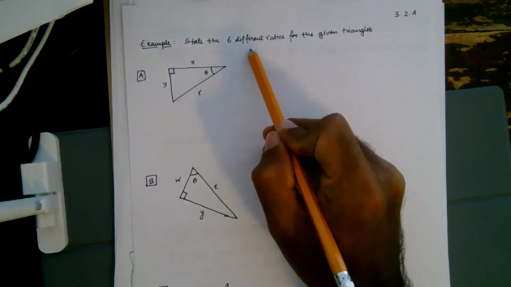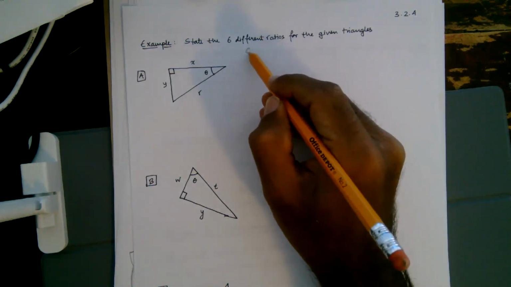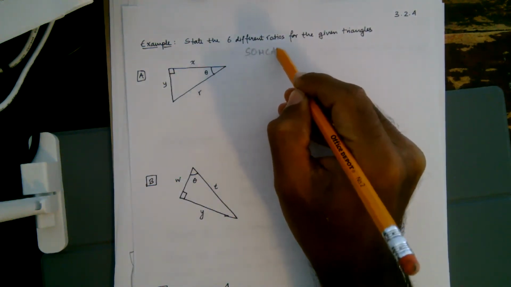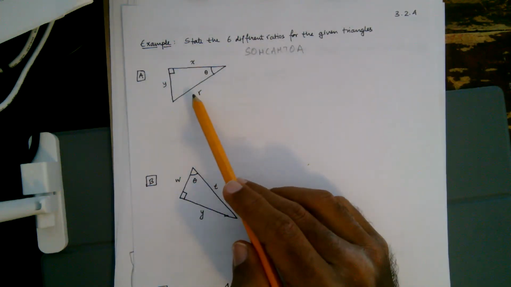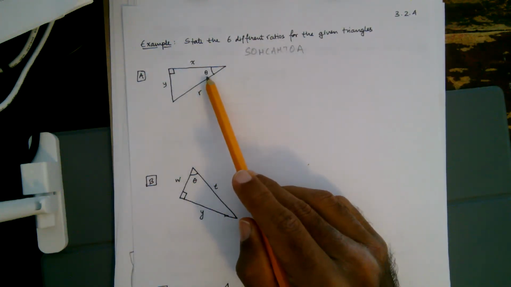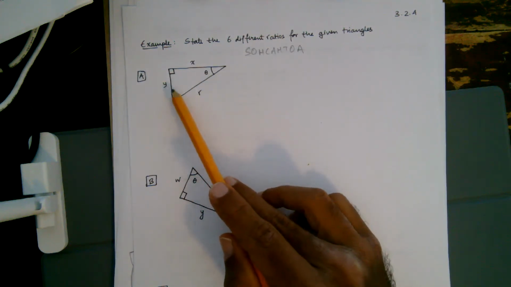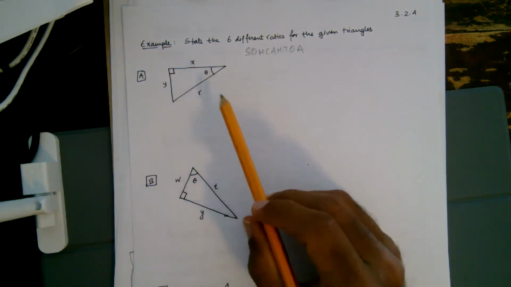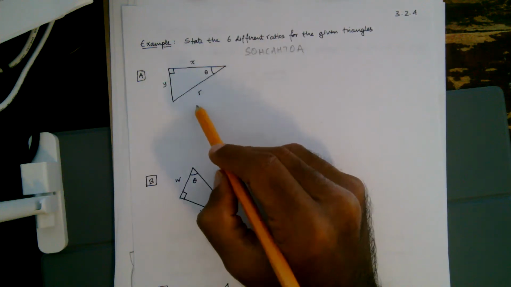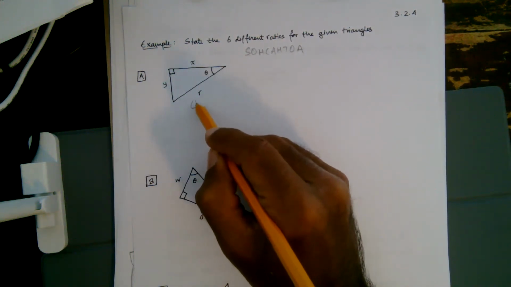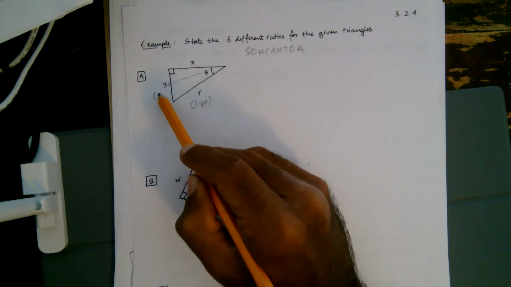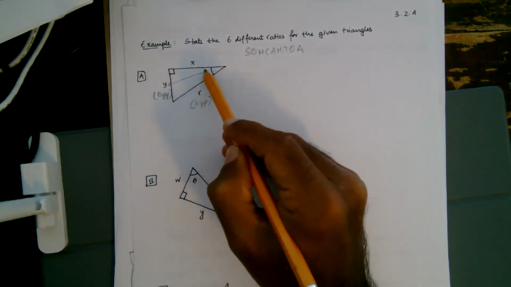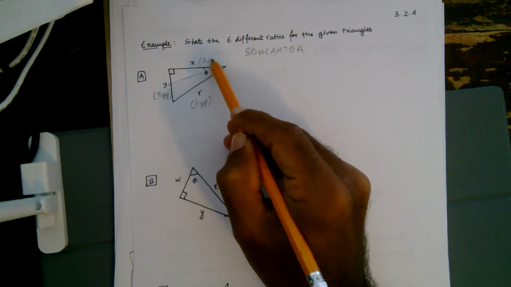So remember the acronym SOHCAHTOA. We will use that for this triangle. The reference angle is theta. The sides have been named y, r, and x. So we can start by writing the names of these sides. That's the hypotenuse. If this is the angle, y is going to be the opposite, and this is adjacent.